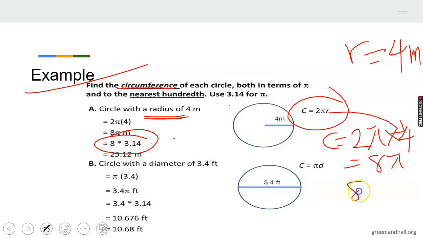By the time you put the value of pi there, that is 8 times 3.14. You have 25.12.